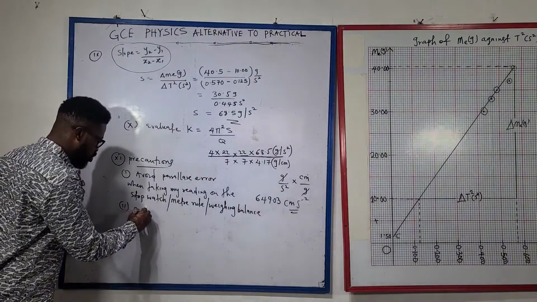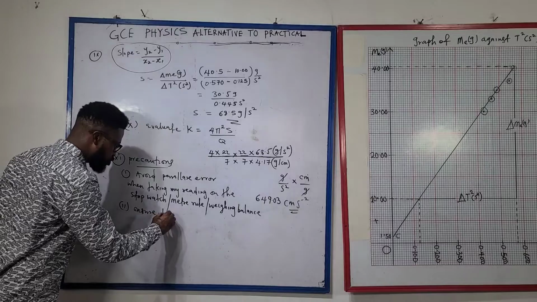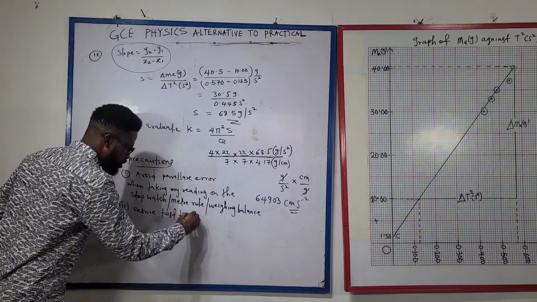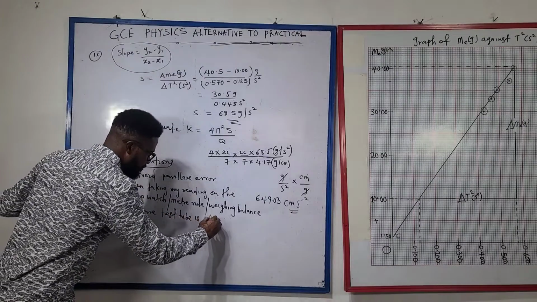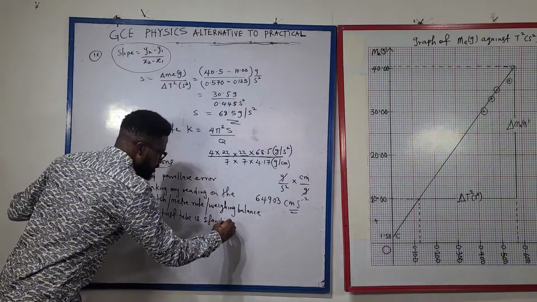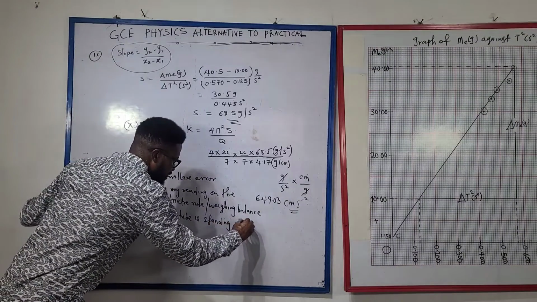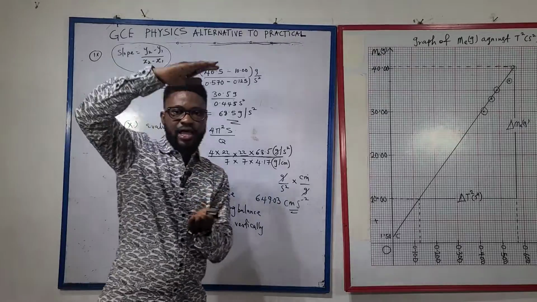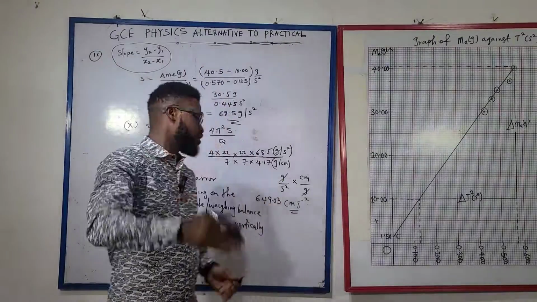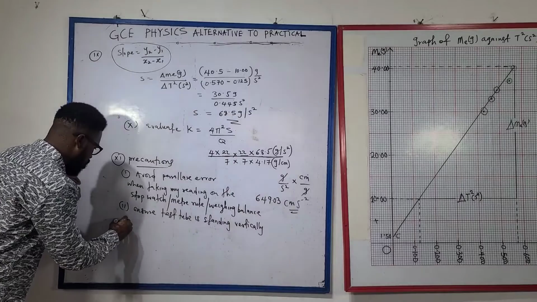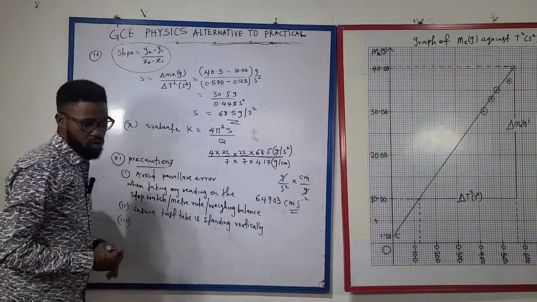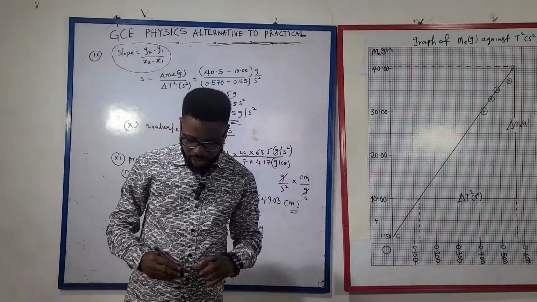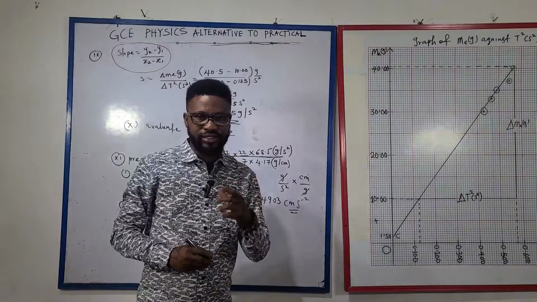Is to ensure the test tube is standing or floating vertically and not bending sideways. Another error I must avoid or try to correct is what we call zero error.